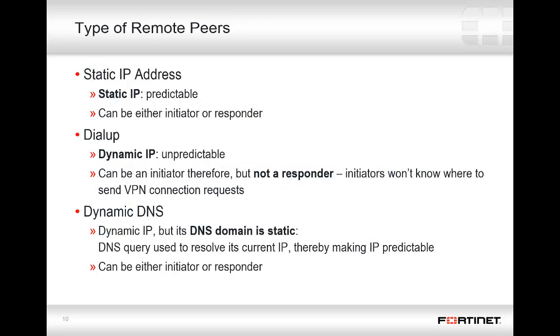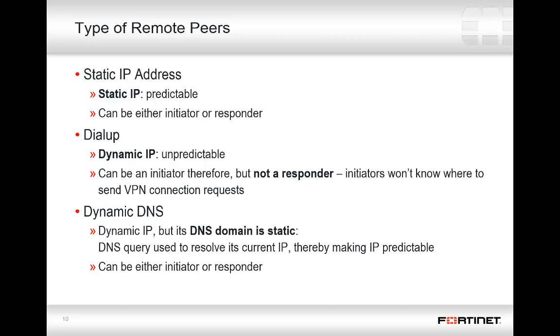While showing how to choose between main mode and aggressive mode, we briefly mentioned effects of static versus dynamic IP addresses. Let's discuss that a little further. When configuring Phase 1, we must specify the type of remote peer. There are 3 types: static IP address, self-explanatory; dynamic DNS is where the peer's IP is dynamic, but the ability to resolve it through a static DNS name makes it, in effect, a static peer.